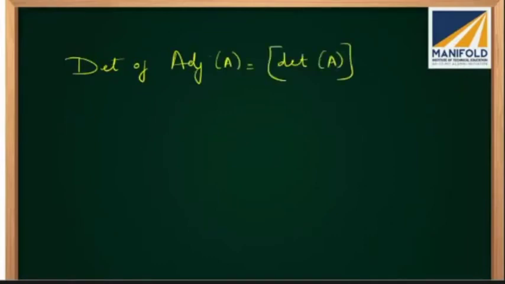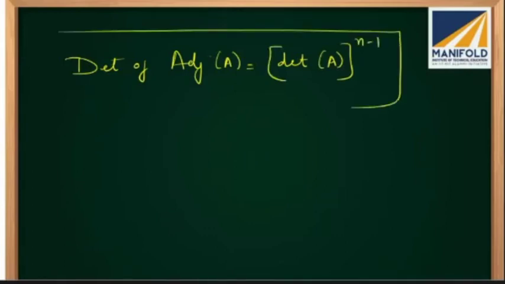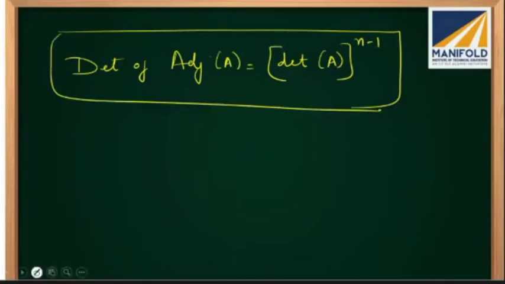Determinant of adjoint of a matrix is equal to determinant of that matrix to the power n minus 1, where n is the order of the matrix. In this particular problem, we have determinant of A is equal to 6 and it is a 3 by 3 matrix. So determinant of adjoint of A becomes 6 to the power 3 minus 1. So 6 to the power 2. So 36 is the answer.